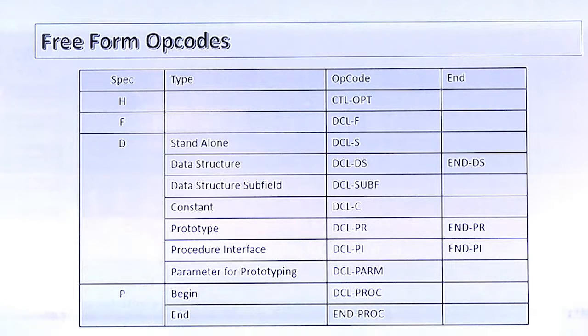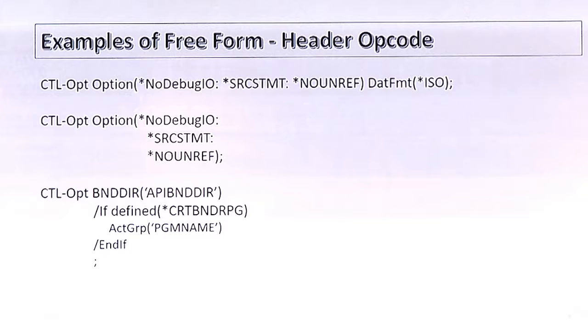Okay, it's the new freeform opcodes. And I'm going to show you examples of each. We got the H specs. Now they're control op. Then you got file specs will be just declare S. Of course, D specs are several different kinds, so they have several different opcodes. And of course, the procs have a begin and end to begin. So, of these opcodes, there's an example of the header opcode.